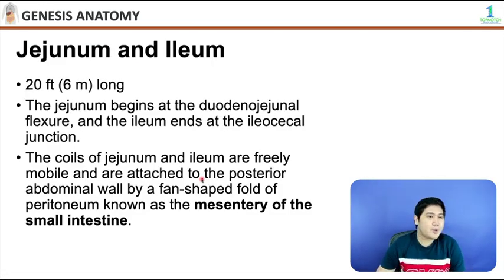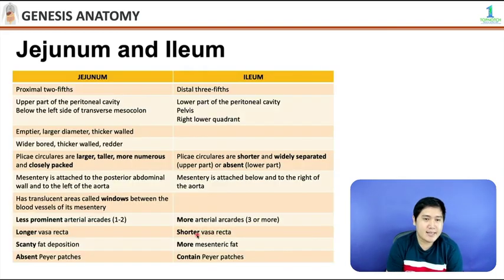So, going to the jejunum and ileum. Combined, it is 20 feet long, or 6 meters long, and it begins at the duodenojejunal flexure and will end at the ileocecal junction. It has a mesentery with no proper name; it is just called the mesentery of the small intestines. Usually a favorite to compare is jejunum versus ileum.